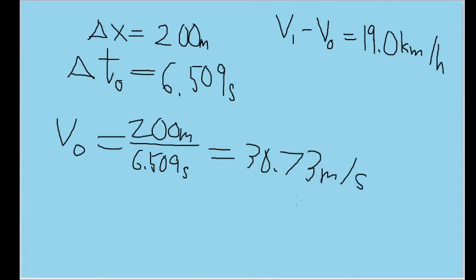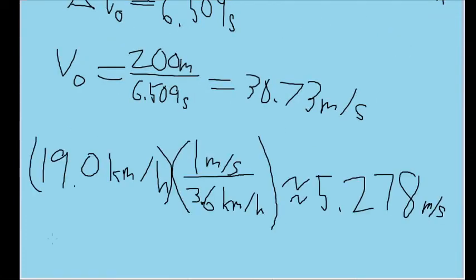This speed, however, is in meters per second, so if we want to analyze the speed in relation to the speed difference we have in kilometers per hour, we want both values to be written in the same units. Converting 19 kilometers per hour to meters per second, using the fact that 1 meter per second is equal to 3.6 kilometers per hour, we see that the speed difference is about 5.278 meters per second.